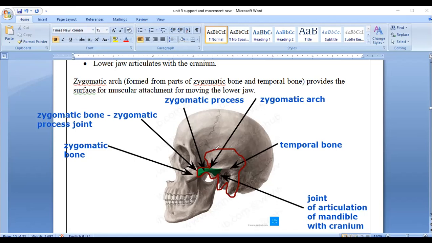Right. Zygomatic arc means after it joins, the total arc it makes. In the arc, a smaller contribution of zygomatic bone also will be there. Understood? Yes, sir. But the major contribution belongs to the temporal bone.